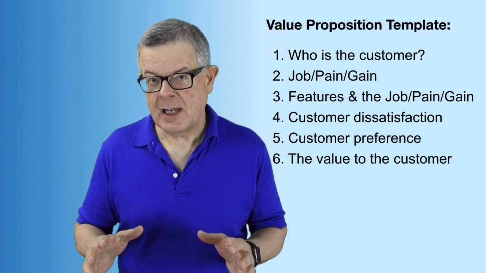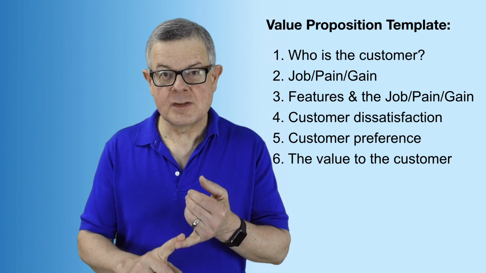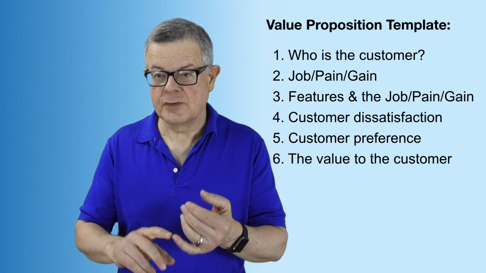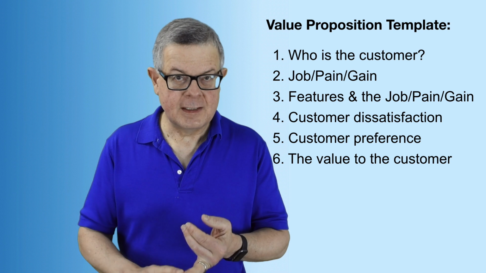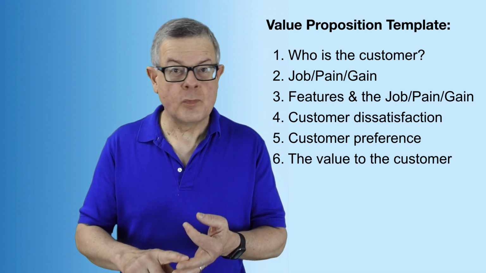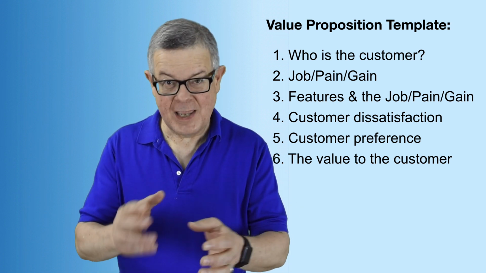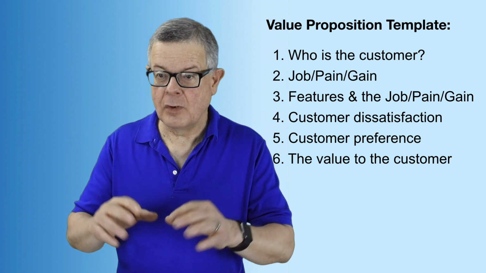So here's the basic outline though. Who is the customer? First of all, again, you have to identify the customer segment as a key part of your value proposition. What is the job they need to get done, the gain they're seeking, and the pain they're seeking to avoid? How do your product features map onto all of the above, the job to be done, the pain to avoid, and the gain that they're looking for?